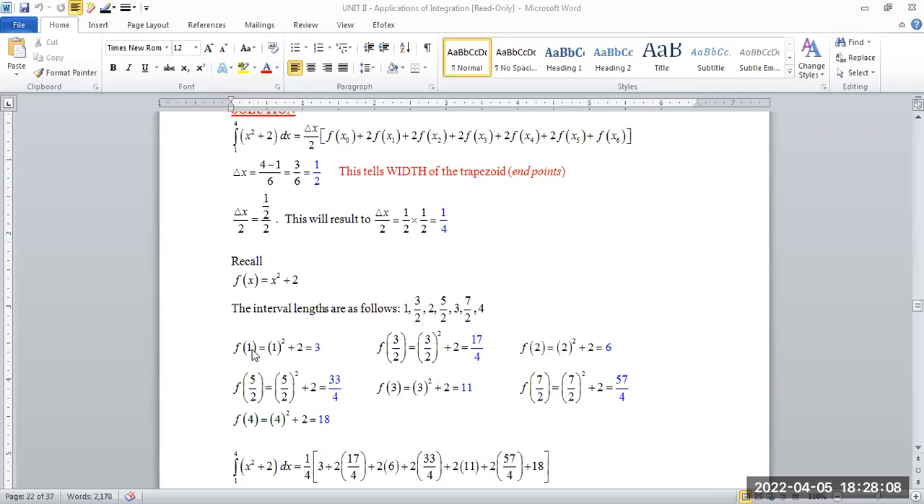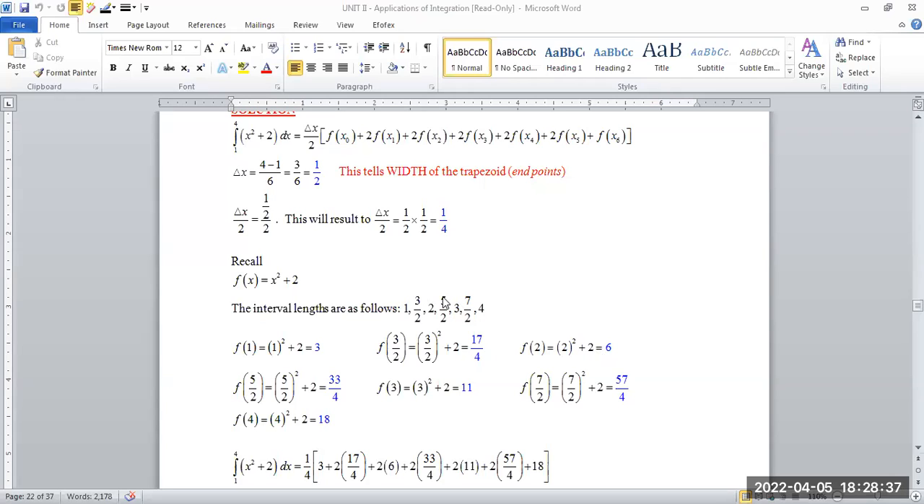So f of 1 is our first one here. It's going to be 1 squared plus 2, which is 3. F of 3/2, which is my second ordinal, is 3/2 squared plus 2, which gives me 17/4. My third ordinal is going to be 2, so f of 2 is 2 squared plus 2. Anywhere in my f of x I see x, I'm substituting all my ordinals. 2 squared is 4, 4 plus 2 is 6.